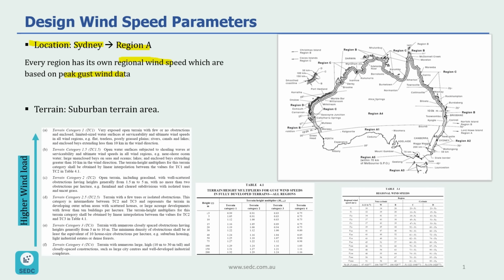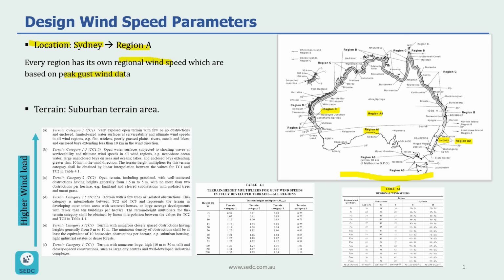So in the Australian code, or AS 1170.2, there is a map which shows different regions for different areas in this country. And if we look at Sydney, we can see our region is region A2. Now that we know our region, we can look at table 3.1. And if we know our return period for our wind, we can get this regional wind speed.